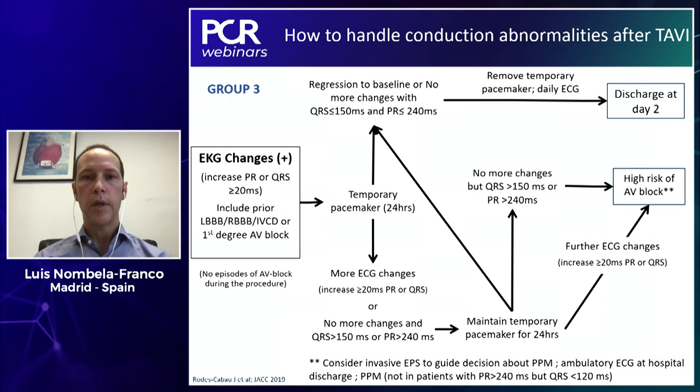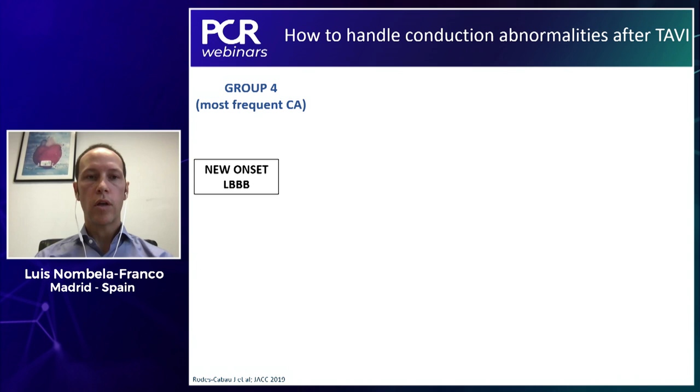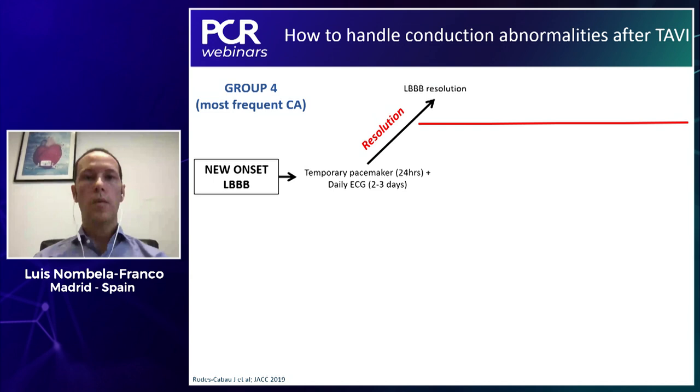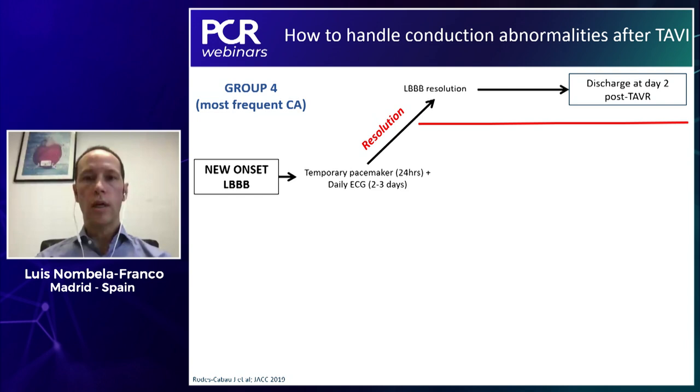And then, this is the most frequent conduction abnormality, the new onset left bundle branch block. In this patient, if you have the ECG after the procedure with this conduction abnormality, you should keep the pacemaker during 12 or 24 hours and see what happens. If they revert to normal rhythm, then you can safely discharge this patient at day two post procedure.